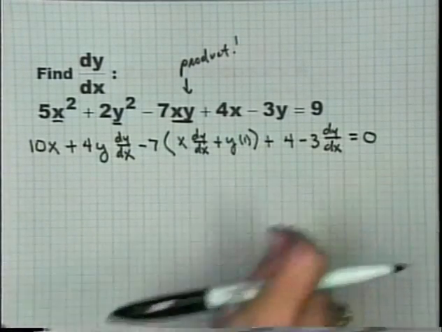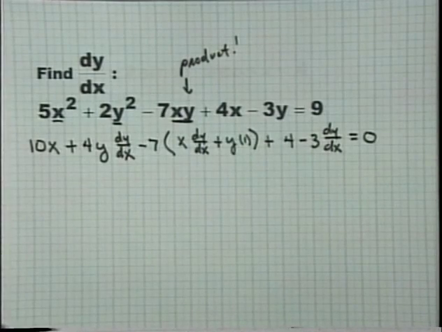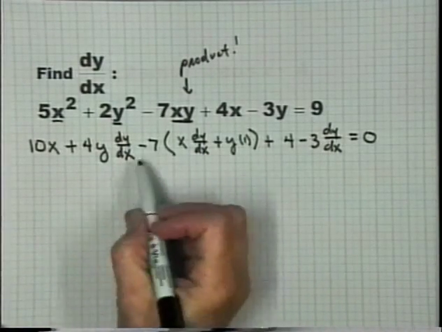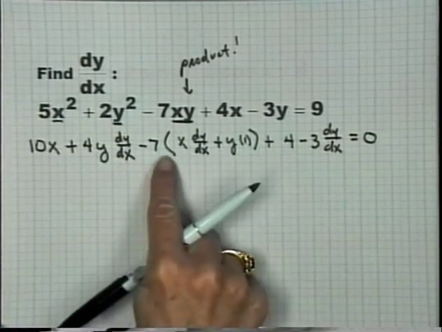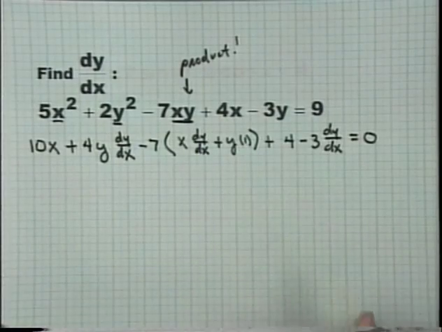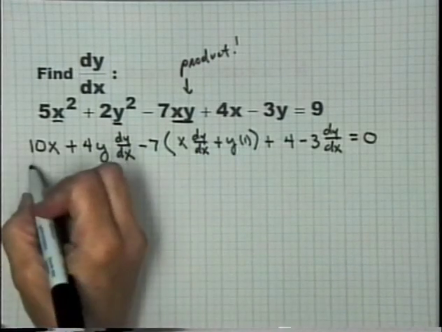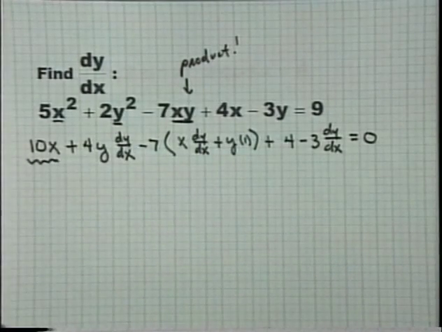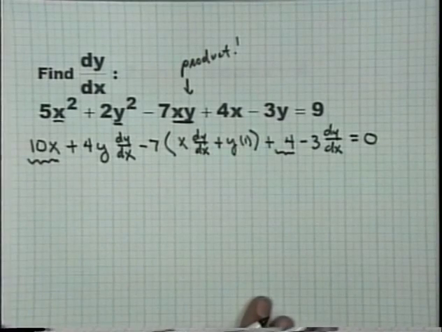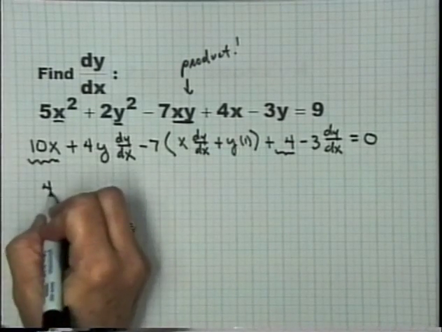Now, again, we're ready to do some simplifying. So, first of all, I'm going to notice that I've got some dy/dx's scattered here and there, but I've got this parenthesis here, so I'm going to need to distribute this −7 here. I see this 10x here that's by itself that does not have a dy/dx, and I see this plus 4 that doesn't. I'm going to go ahead and move those to the other side as I rewrite these other terms.